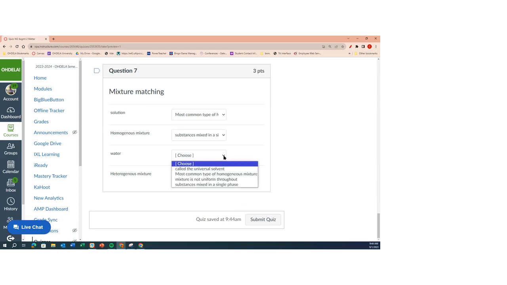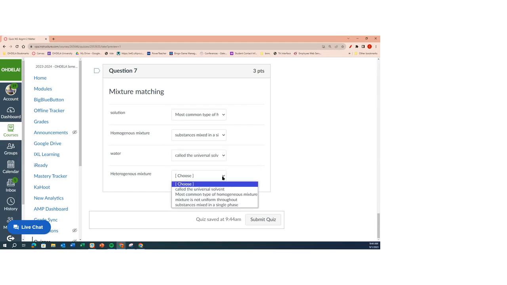Okay, water is, what are we going to say? Universal solvent, and heterogeneous mixture, not uniform. I could be wrong on these. I could have these mixed up. That was a little confusing.